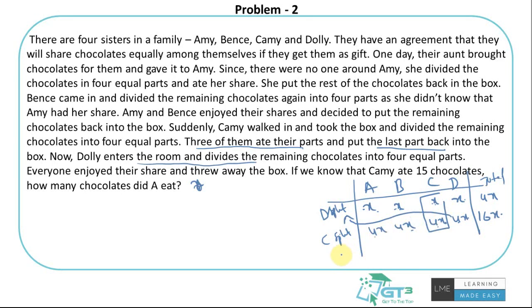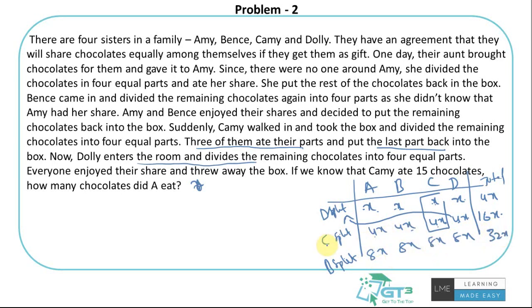Let's talk about the situation when B entered. So C split 16X chocolates. That means she saw 16X when she entered. So what does that mean? That means 8X, 8X, 8X and 8X were there. That's how B split, right? That is 32X. So why did I write 8X, 8X?